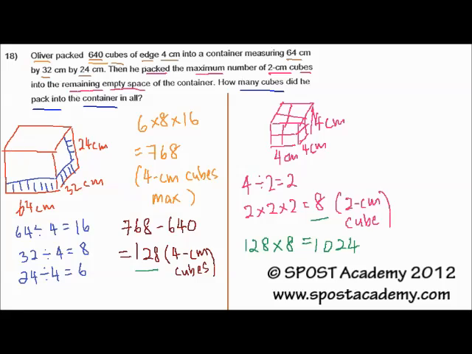Now the question is asking how many cubes did he pack into the container. So they are not asking for any 4 cm or 2 cm cubes, but the total. So the total would be the original 640 and then plus the additional 1024 2 cm cubes. So I will get 1664.